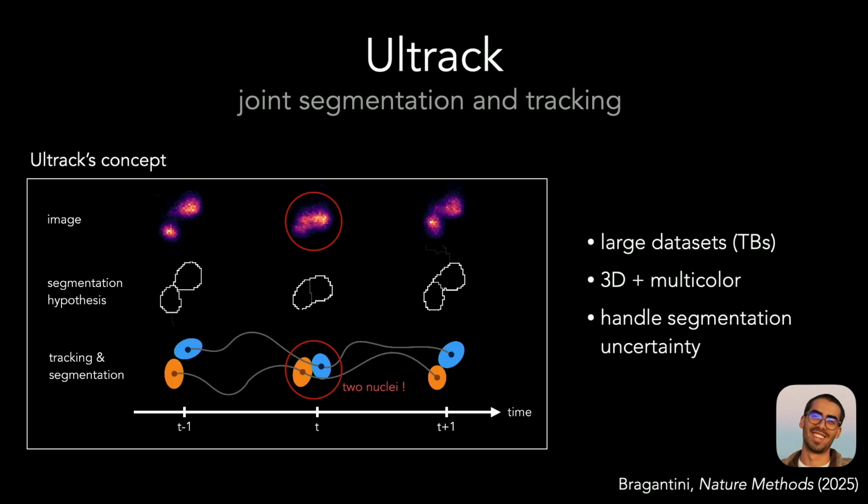And apart from that, it's very optimized to work on large data sets. So terabytes of imaging data can be tracked in a few hours. It works on 3D data, multicolor, etc. And it can handle this segmentation uncertainty. Basically, when you don't really know what the cell is or what not, by temporal consistency we can solve this by doing the tracking at the same time. And that's ULTRAC, developed by Jordao.